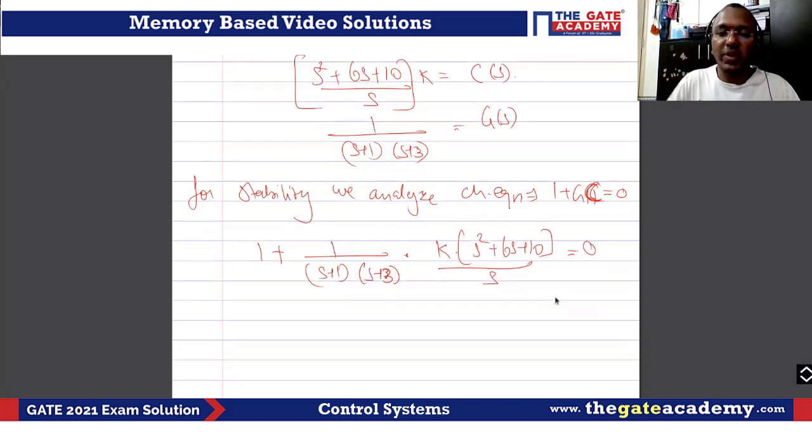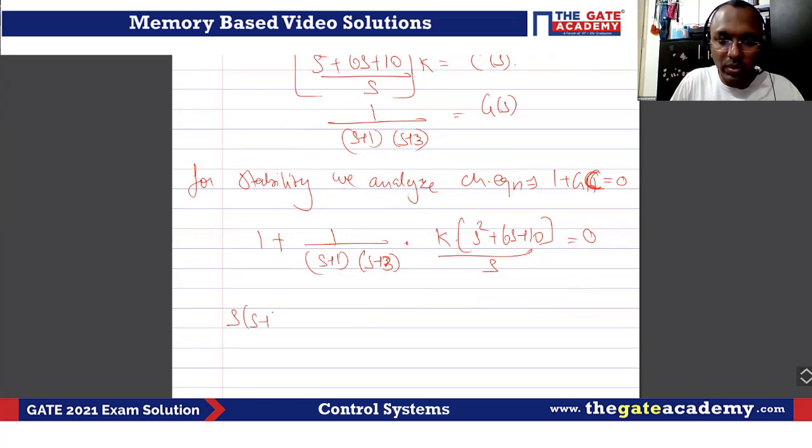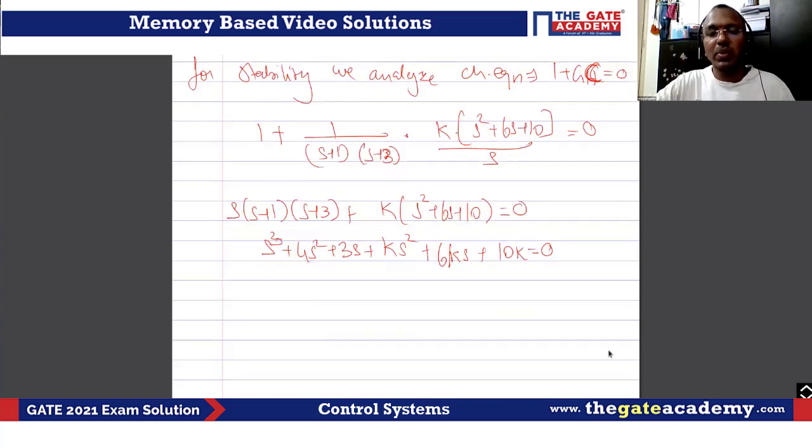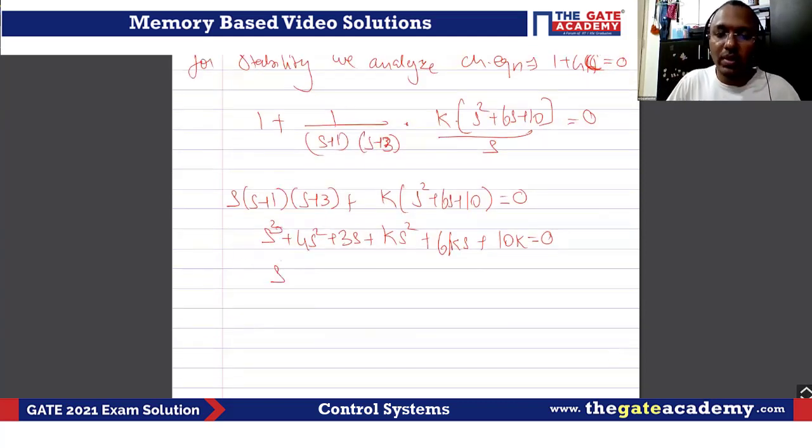So if I simplify this, what will I get? I will get s into (s plus 1)(s plus 3) plus k into (s square plus 6s plus 10) equal to 0. This is what I will get. Okay, so this is s square plus 4s plus 3. So I'm going to write this as s cube plus 4s square plus 3s plus ks square plus 6ks plus 10k equal to 0. I'm just simplifying it further. So s cube plus, I'm going to club all the s square terms.